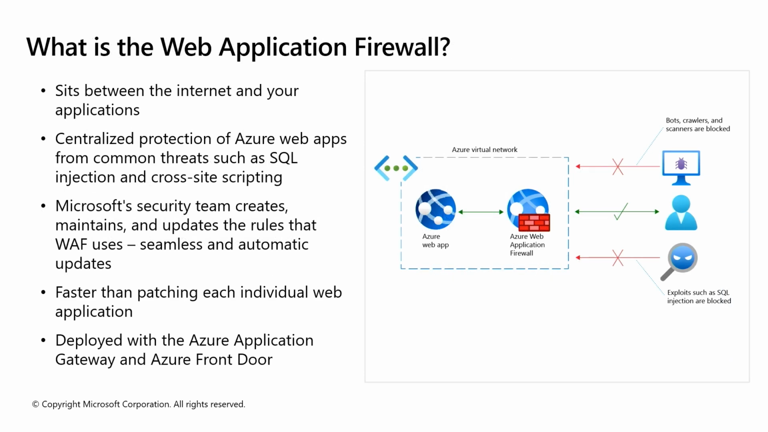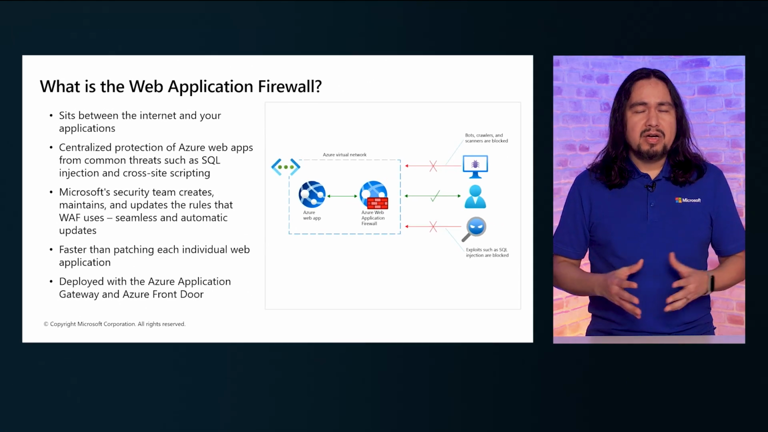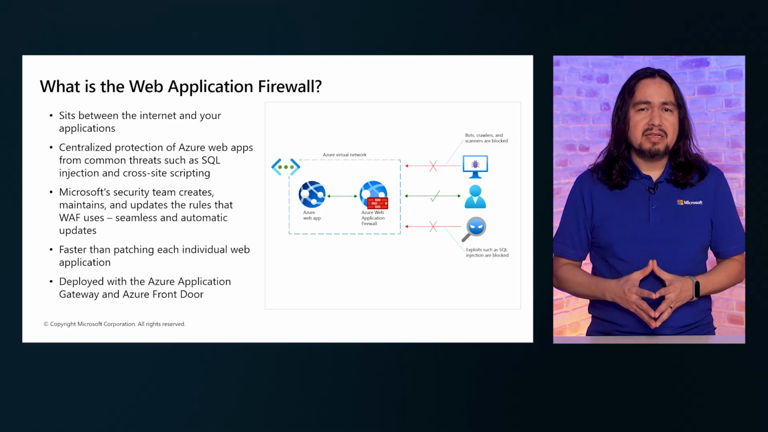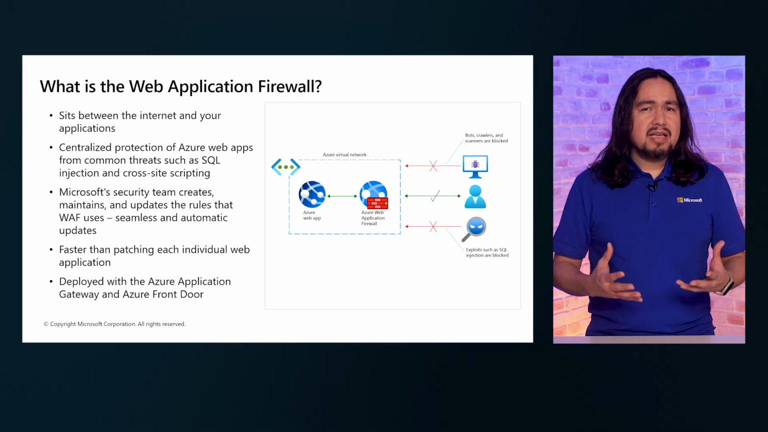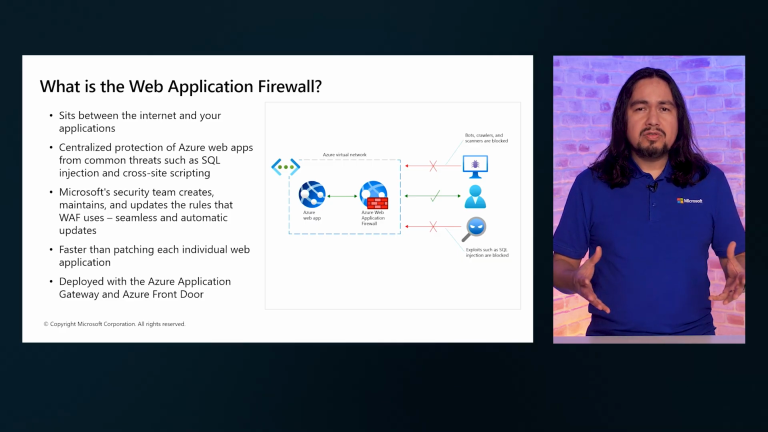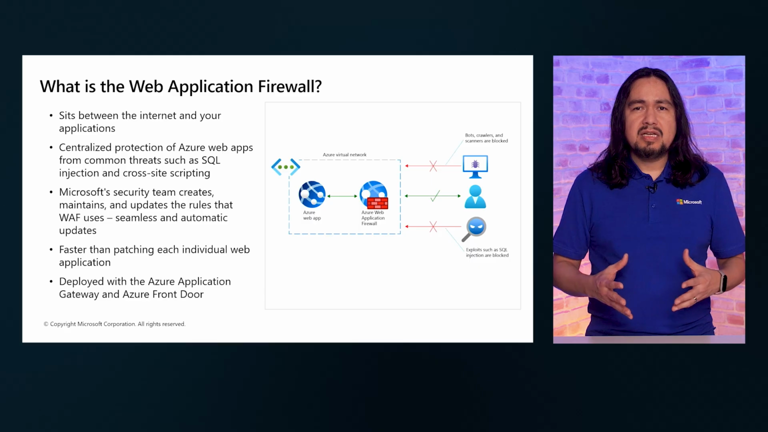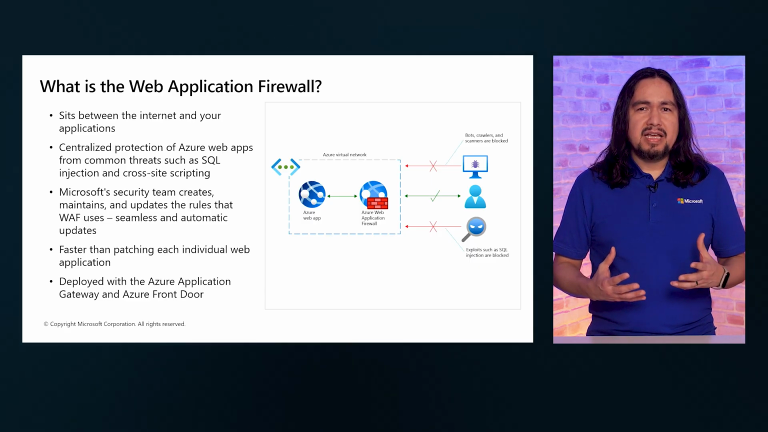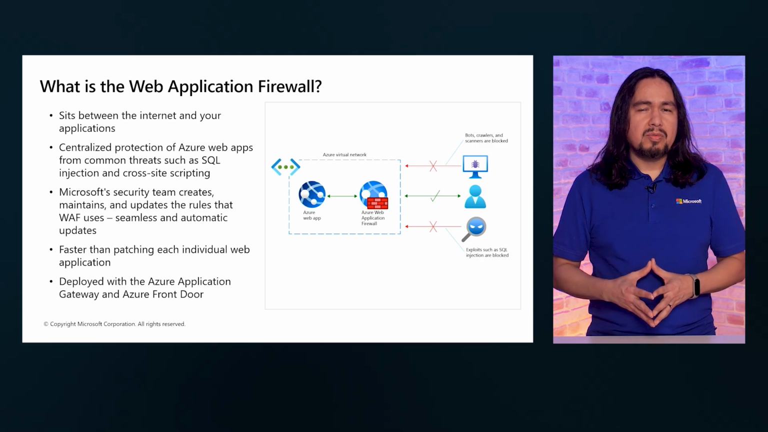One thing that you need to take into consideration is that Web Application Firewall works together with either the Azure Application Gateway or the Azure Front Door. It will provide you with centralized protection for your web apps from common threats like SQL injection or cross-site scripting. So the idea is that you use the default rule set that the Microsoft security team creates, maintains, and updates, and that is better than patching each individual web application.